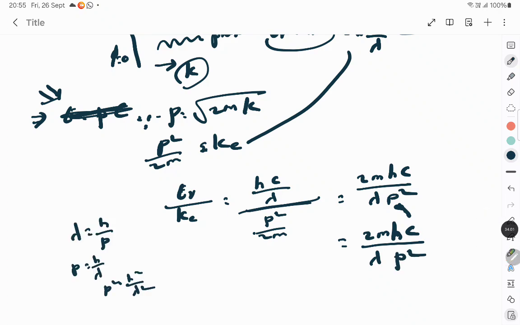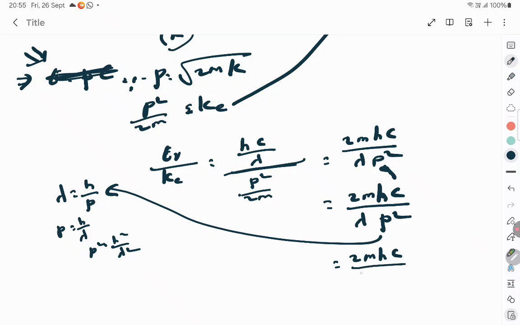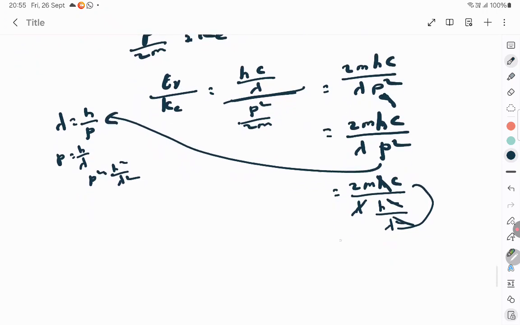One second. See, they seem to be writing what is p square from this. Lambda is equal to h by p, so p is equal to h by lambda. P square is equal to h square by lambda square. On substituting that, you get 2m hc by lambda into h square by lambda square, where this lambda gets cancelled and this lambda goes up. One of the h gets cancelled. So you get 2mc lambda by h. According to me, it's a very difficult sum.